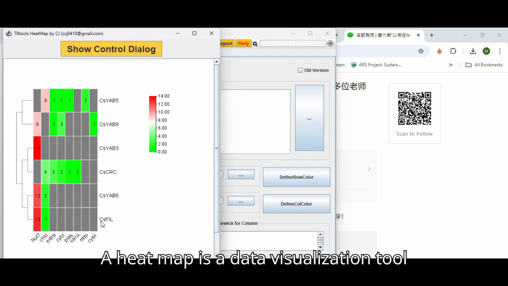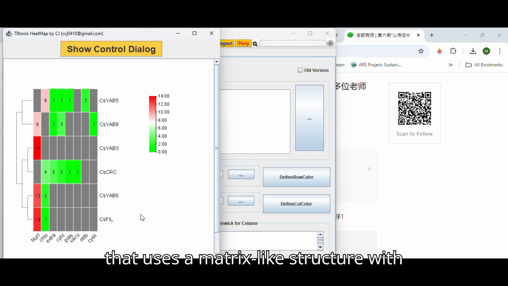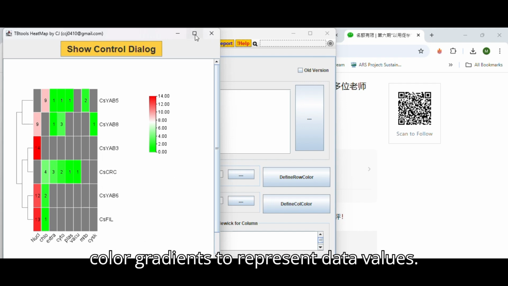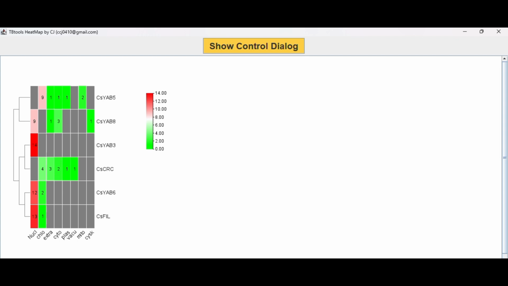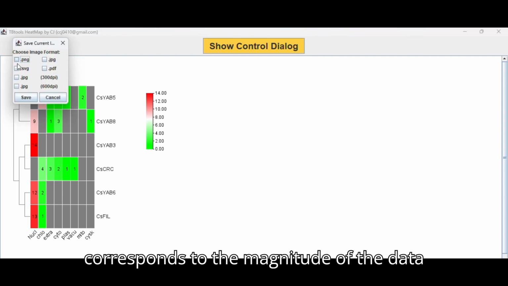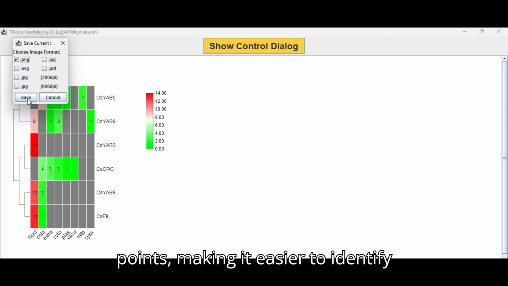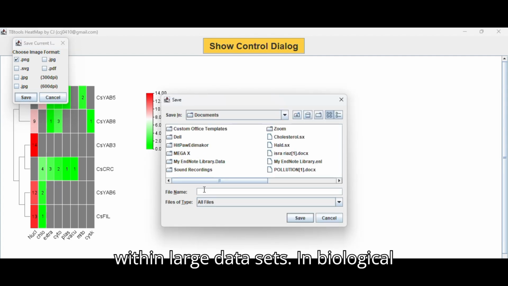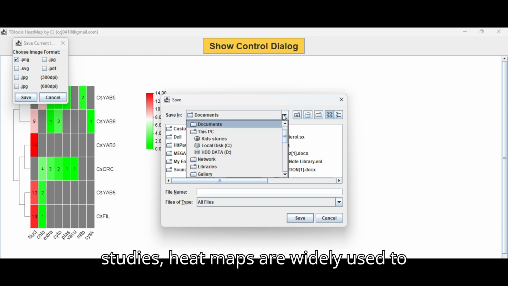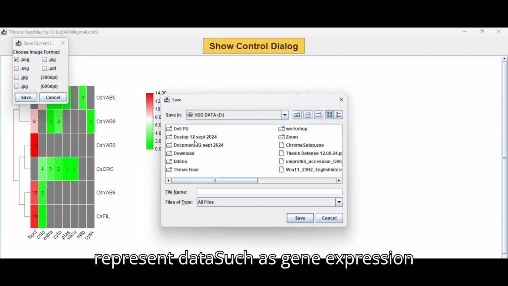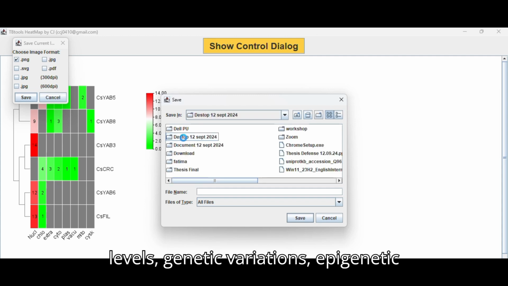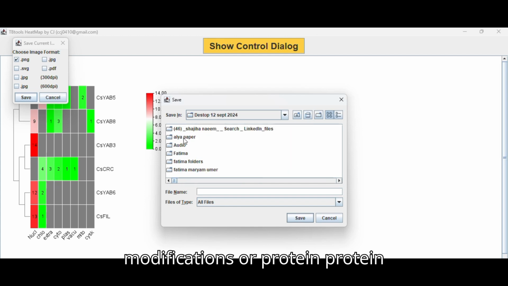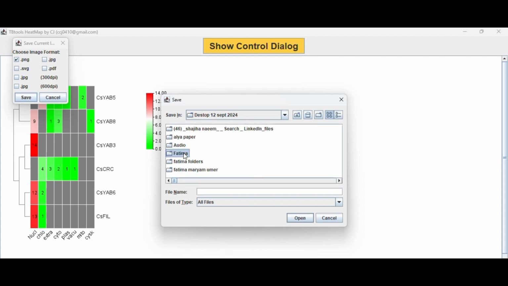A heat map is a data visualization tool that uses a matrix-like structure with color gradients to represent data values. The intensity or shade of the color corresponds to the magnitude of the data points, making it easier to identify patterns, trends, and relationships within large datasets. In biological studies, heat maps are widely used to represent data, such as gene expression levels, genetic variations, epigenetic modifications, or protein-protein interactions. Applications of heat maps in genome-wide analysis.